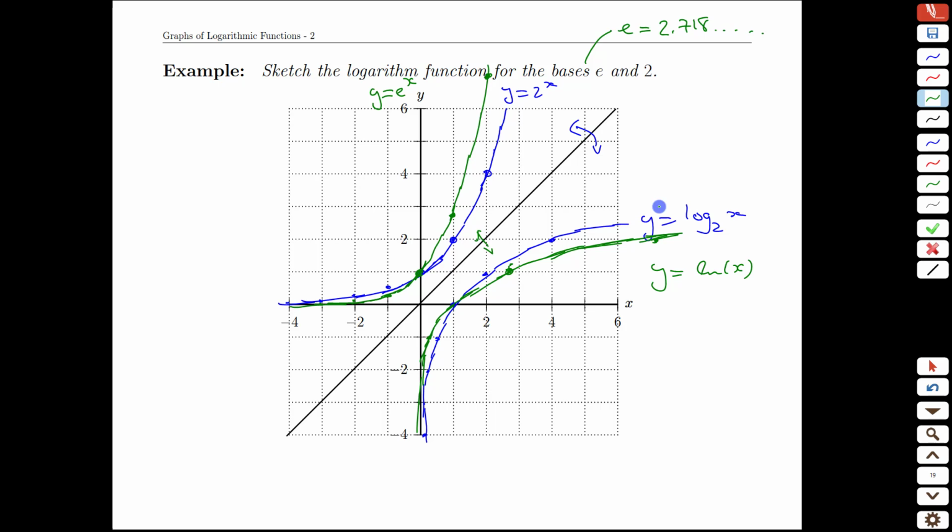Notice the commonalities here again. There is a vertical asymptote. These are only defined for positive x values. They both go through this point here by default unless they're shifted or scaled, and they both have this slow growth shape. Once you get past the initial asymptote, they do grow forever, but very, very slowly.